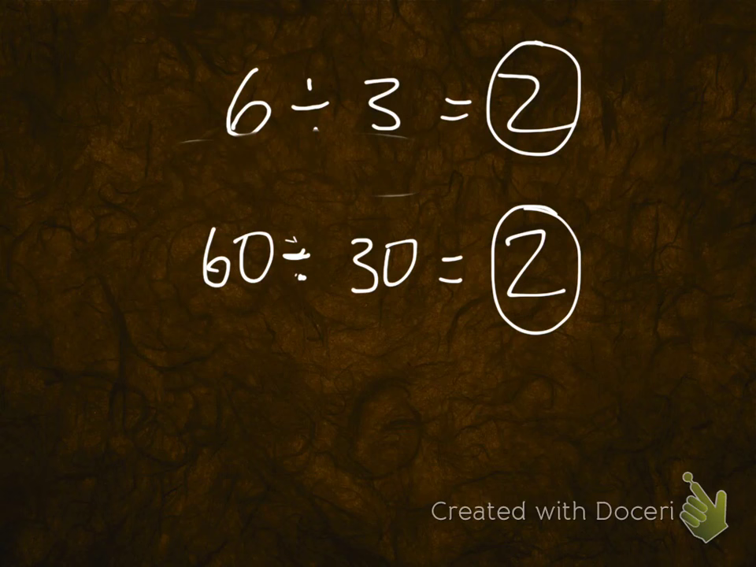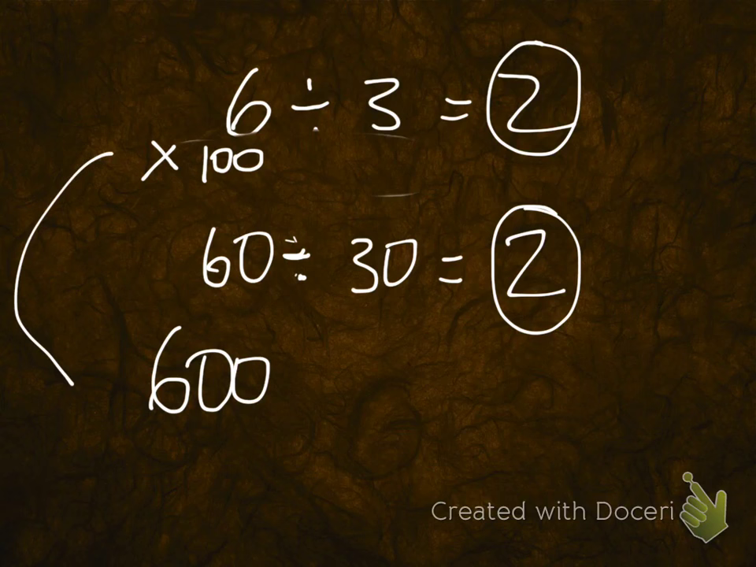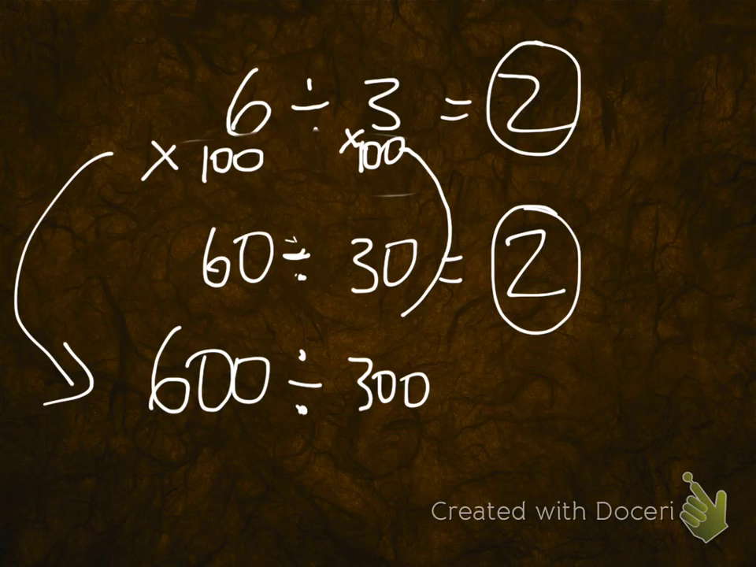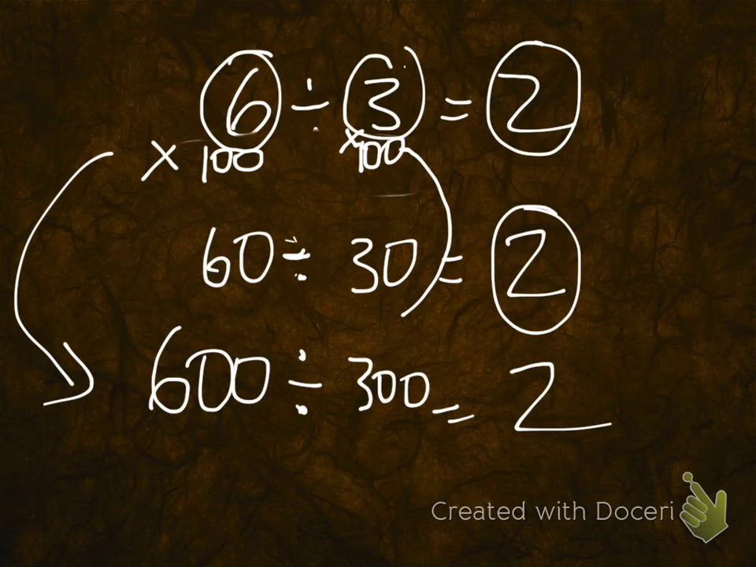Now, I could take that 6 and that 3, instead of multiplying it by 10, I could multiply each one by 100. 6 times 100 equals 600. 3 times 100 would equal 300. And if I divided 600 by 300, my answer would once again be 2. If I'm multiplying the divisor and the dividend by the same power of 10, the quotient will remain the same. That's an important concept to understand when we divide decimals.